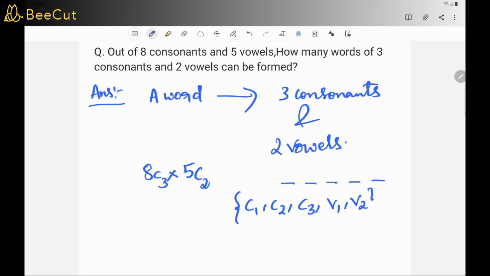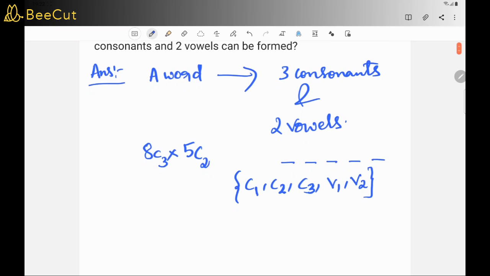Out of these 5 vowels I have selected vowel 1 and vowel 2. Out of 8 consonants I have selected consonant 1, consonant 2, and consonant 3. Now after selection I have placed these letters, say, this way. Now we also need to arrange.